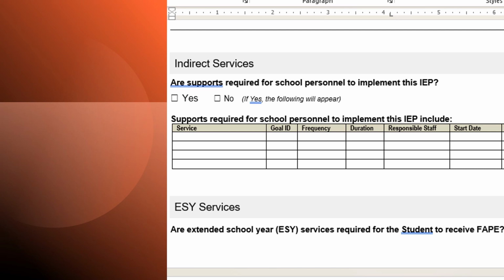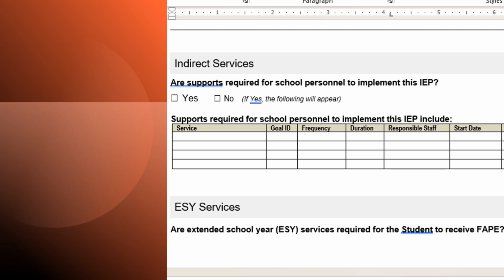Okay, and indirect services. These are supports required for school personnel to implement the IEP. The supports could be service providers, outside, maybe a nurse, or someone who maybe does know sign language, things of that nature.